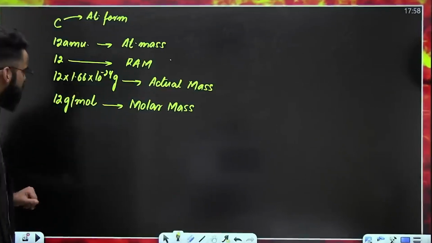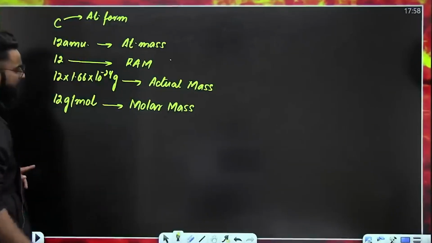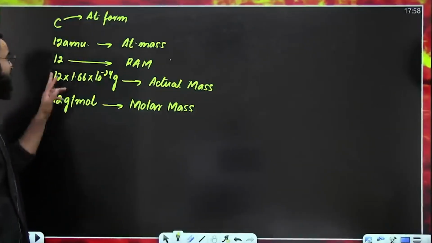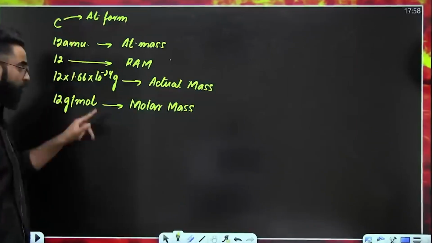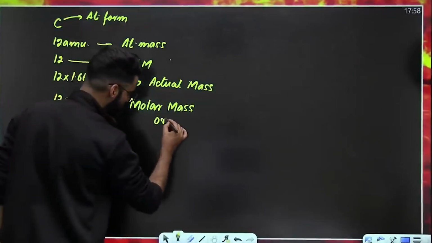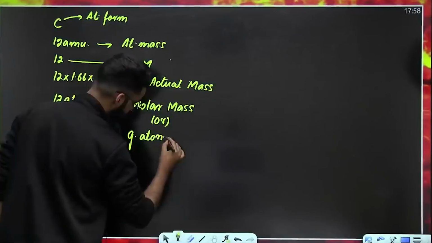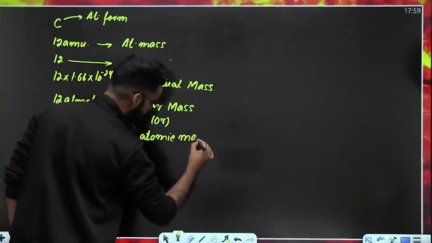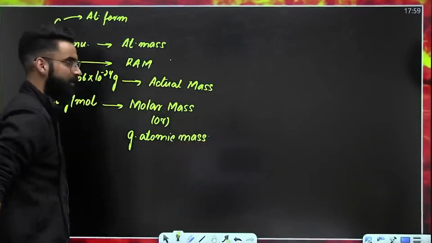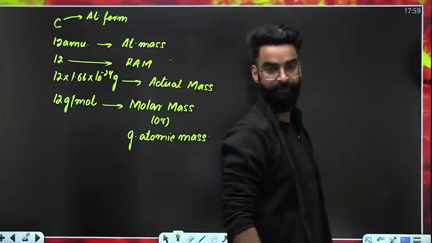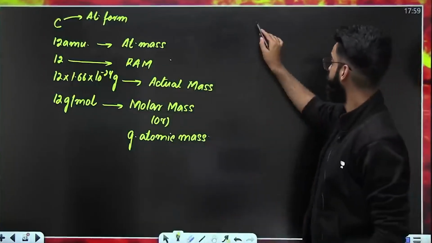Perfect. Now, dear students, whether I have taken carbon in atomic form or molecular form, I have taken carbon in atomic form. So, instead of molar mass, you can use one more term. You can use gram atomic mass. You can call it as gram atomic mass. No issue. Yeah. One more term.